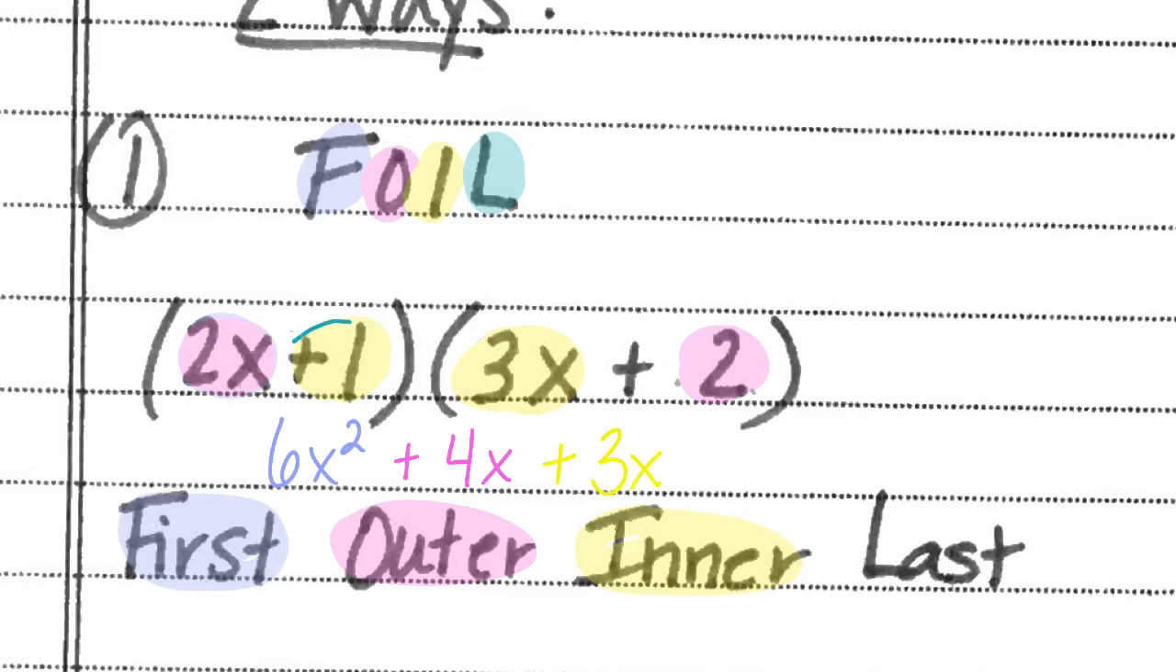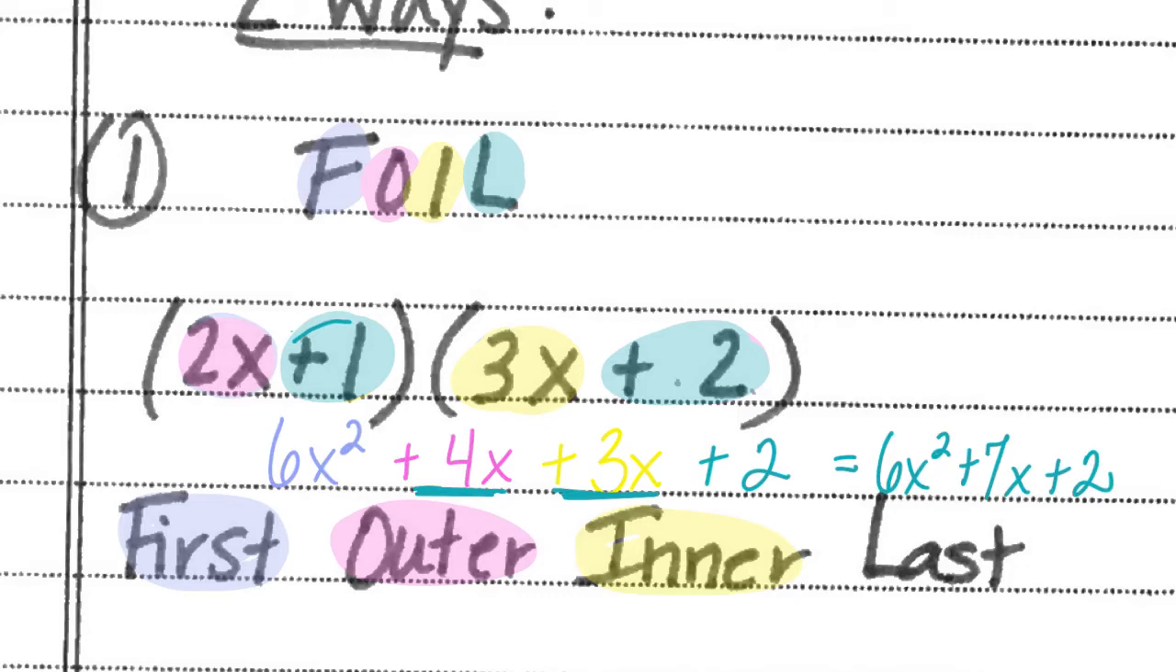And the last term, remember we have a positive 1 here and a positive 2 here. And when I multiply those, I get positive 2. Now, we're not finished yet because notice that the 3x and the 4x are like terms, so we can add those together. 6x squared plus 7x plus 2.